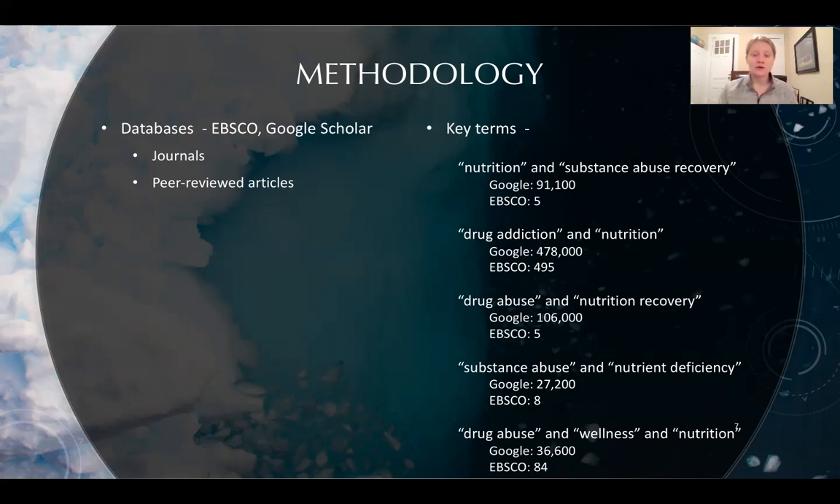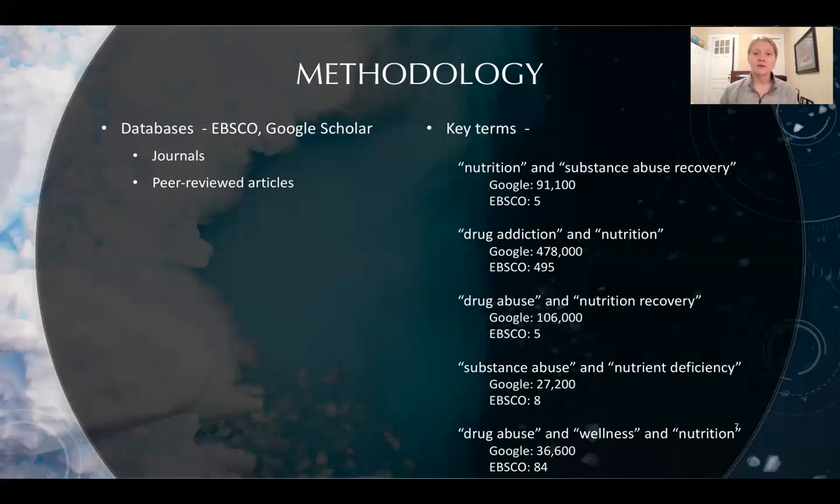Key terms that I used when trying to find some studies that covered my topic. Some of the key terms I used were nutrition and substance abuse recovery. From Google Scholar, it yielded 91,100 results, and EBSCO yielded 5 results. When I typed in drug addiction and nutrition, Google Scholar gave me 478,000 results, and EBSCO gave me 495 results, which I found to be quite substantial for EBSCO, honestly.